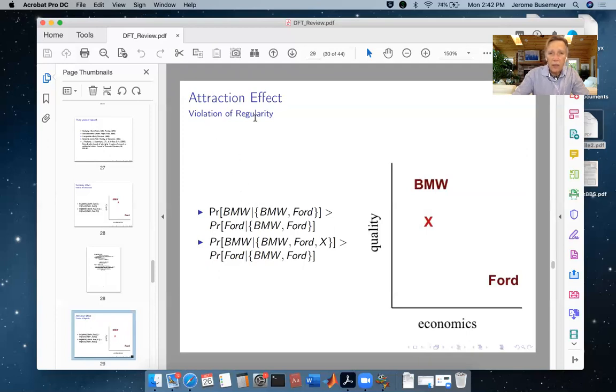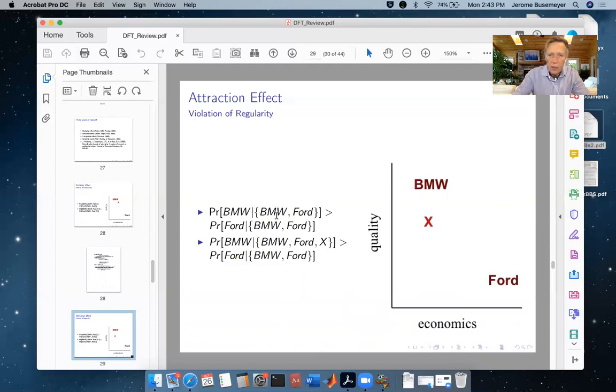This finding violates something called regularity. Regularity says this can never happen. Regularity says that the probability of choosing BMW in the binary choice of BMW over Ford should always be greater than in the triadic choice of BMW, Ford, and the new option. The new option should just take away choices from BMW. It can take away from Ford too, but it must take away from BMW compared to just BMW and Ford competing with each other. Here, BMW has to compete with all three. So regularity says the binary choice here should always be greater than this triadic choice here.